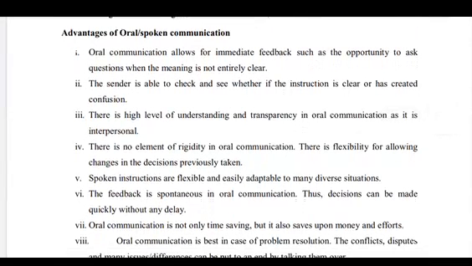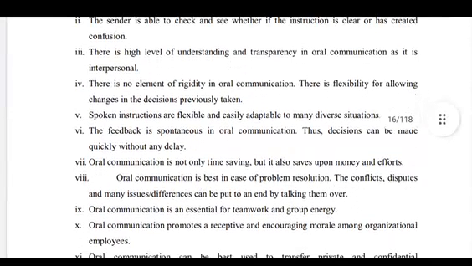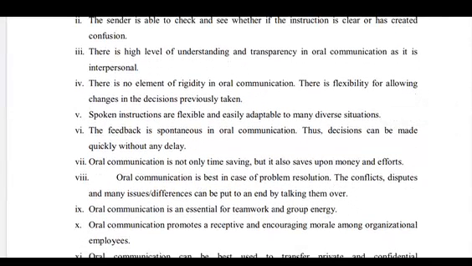Number 3, there is a high level of understanding and transparency in oral communication. You can even understand when a person is lying through face-to-face communication. Number 4, there is no element of rigidity in oral communication. There is flexibility for allowing stages of discussion previously taken. Of course, you can even change from one topic to another, and you can always ask questions where you don't understand. That is what we mean by no rigidity.